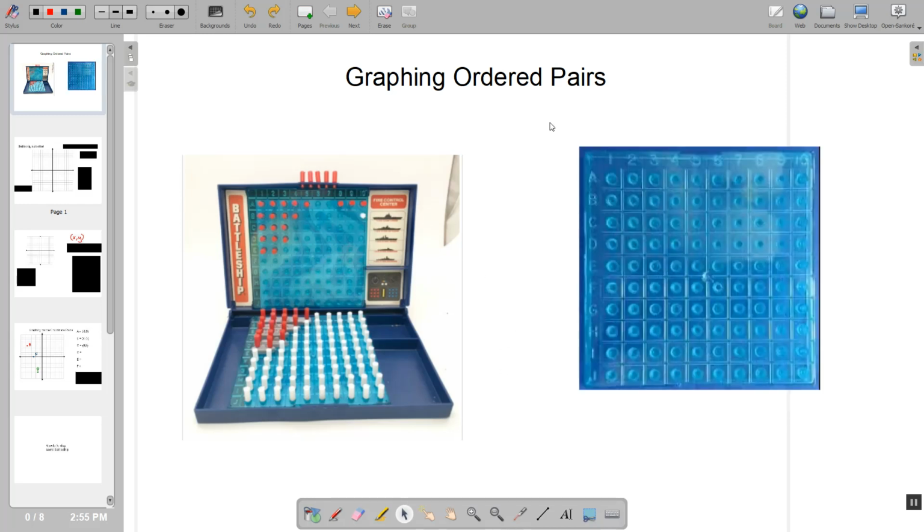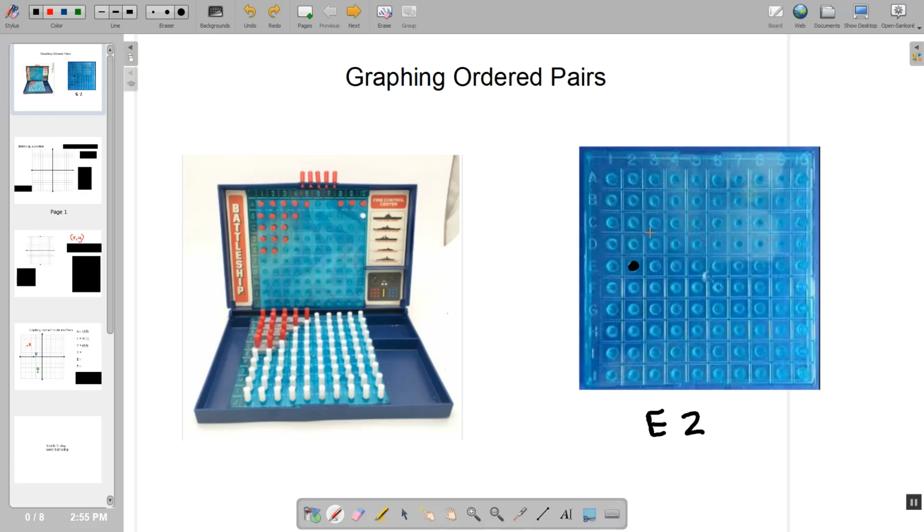On your game board, you were given something that looked like this: A through J and 1 through 10, and you could make guesses on things like E2, which would go to E and then 2. And you would either hit or miss, and you would do this until you sunk your opponent's boats.